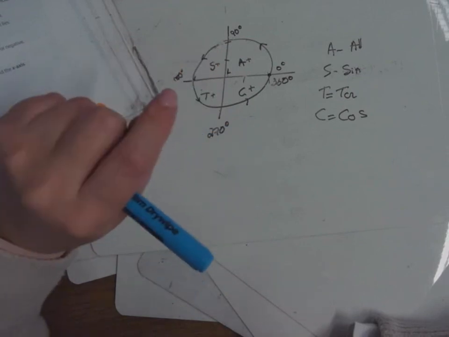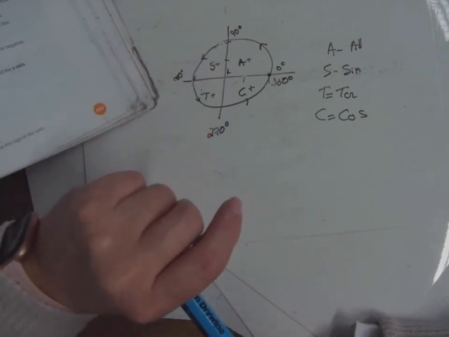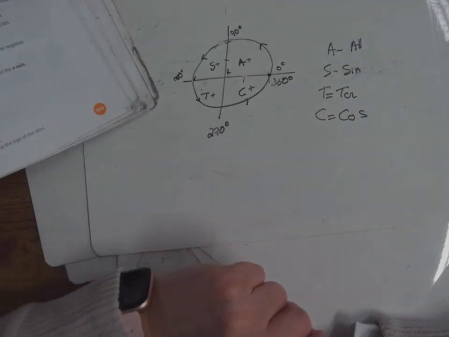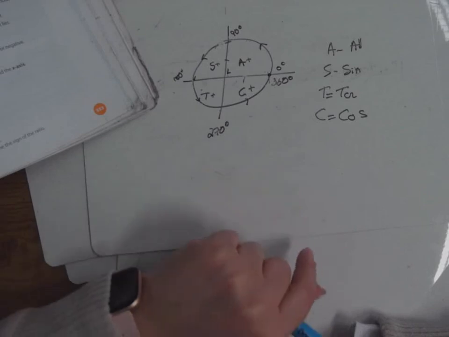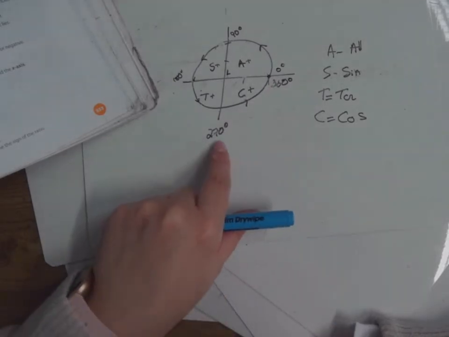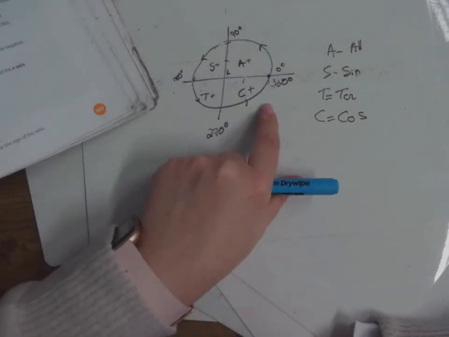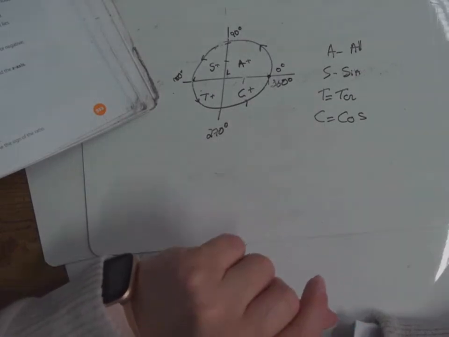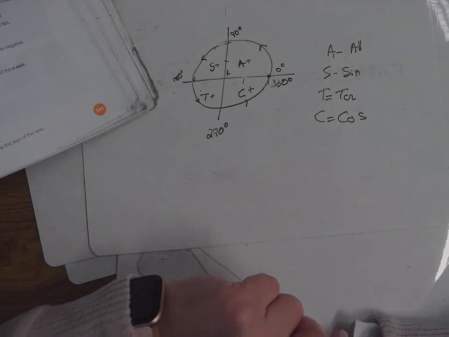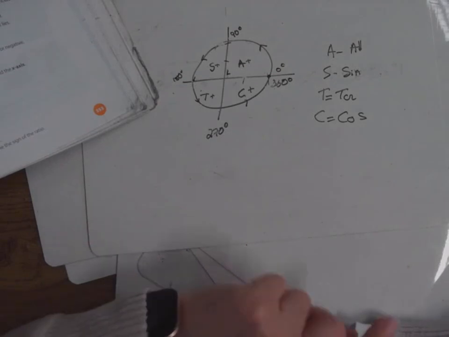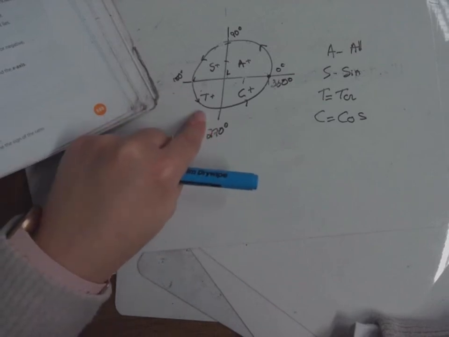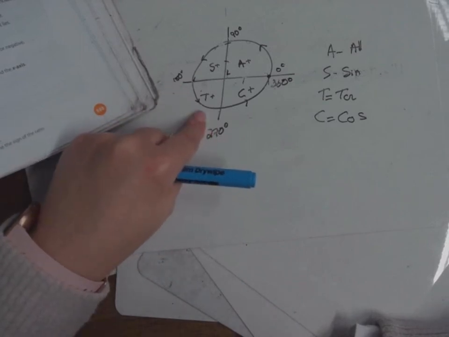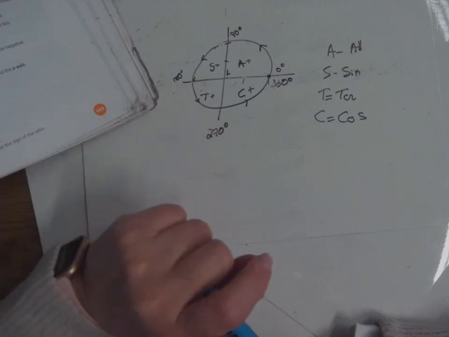If I said cos of 300, where would I find 300? It'd be over here, wouldn't it? Between 270 and 360. Cos of 300, positive or negative? Positive. Right. Sine of 250. Where's the 250? It's in here, isn't it? Sine of 250? Negative.